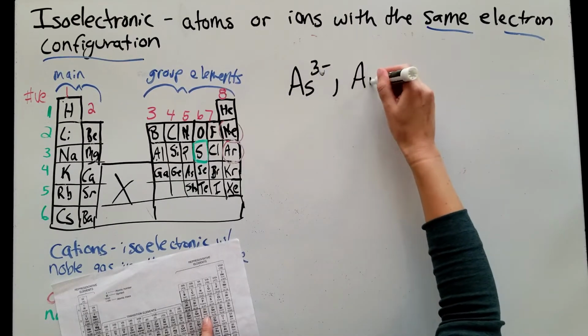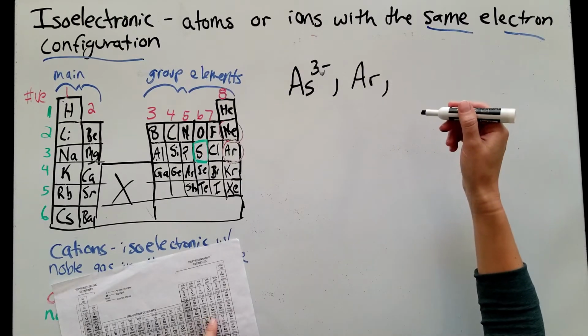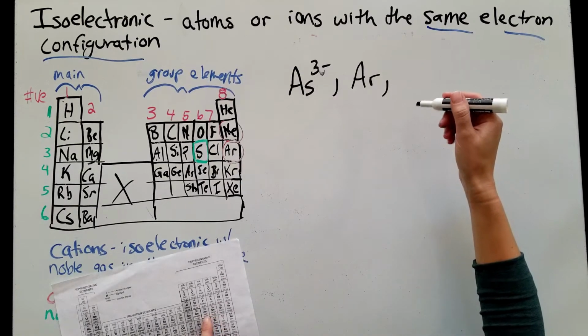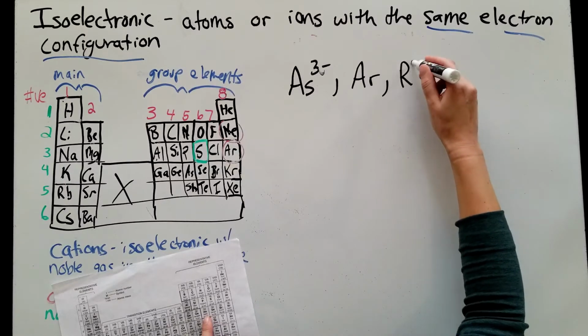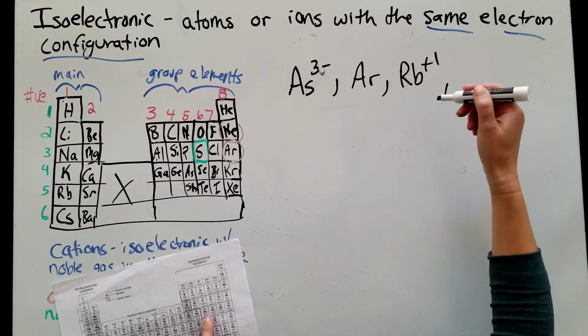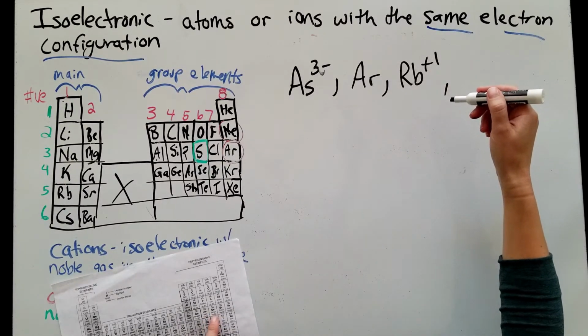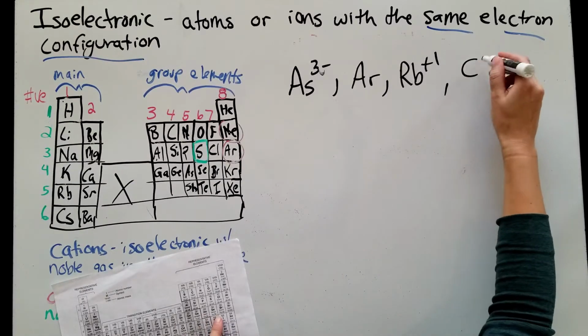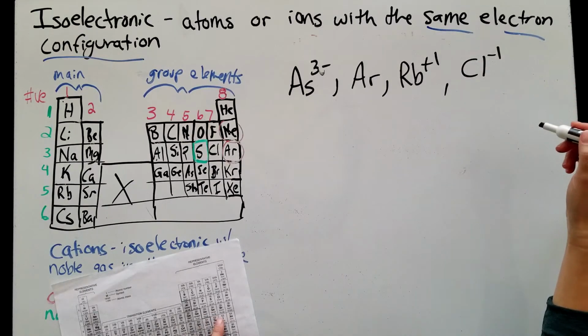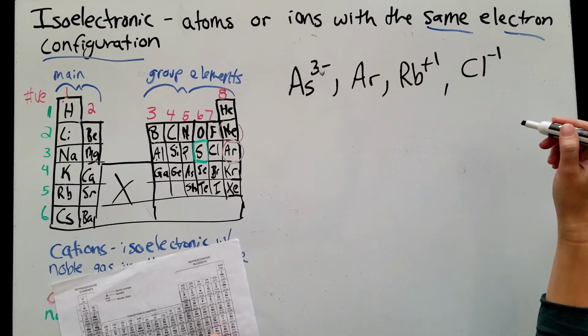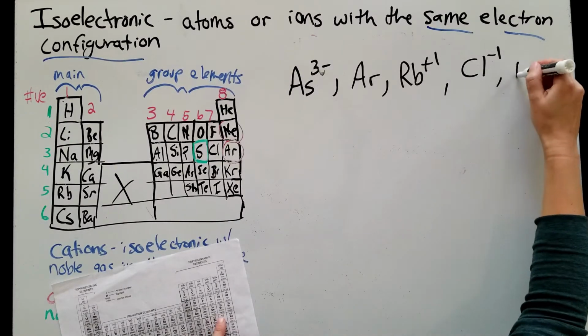We'll do argon, throw a noble gas in there. Let's do rubidium with a +1. Chlorine with a -1. And bromine with a -1.